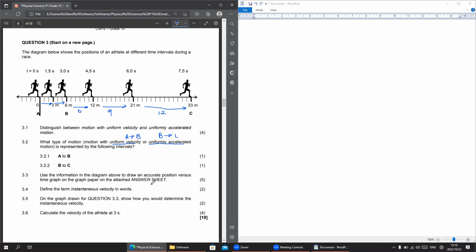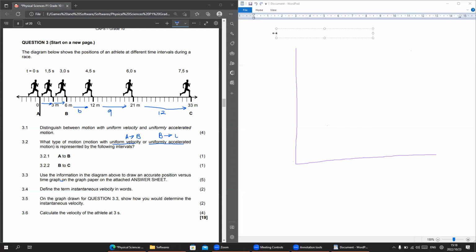So they say use the information to draw an acceleration versus time graph on the graph paper. Since they want you to draw an acceleration versus time graph, I think I'll be able to just draw that for you in a few seconds. I'm pretty sure I gave you guys a few pointers last week on how to draw a graph. Do you remember?